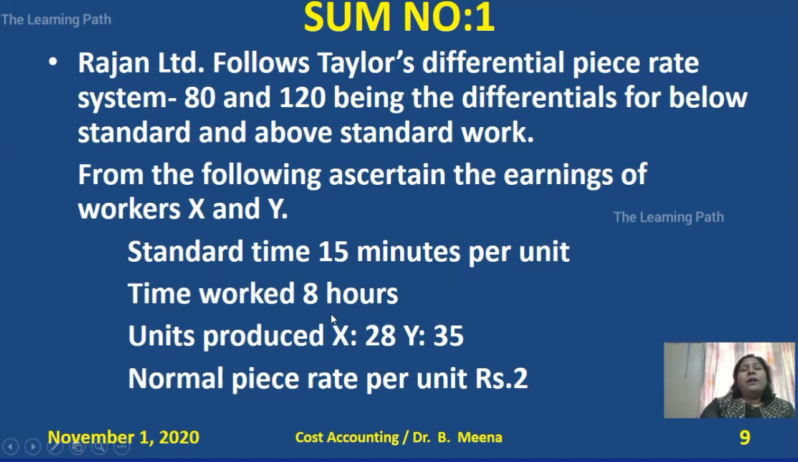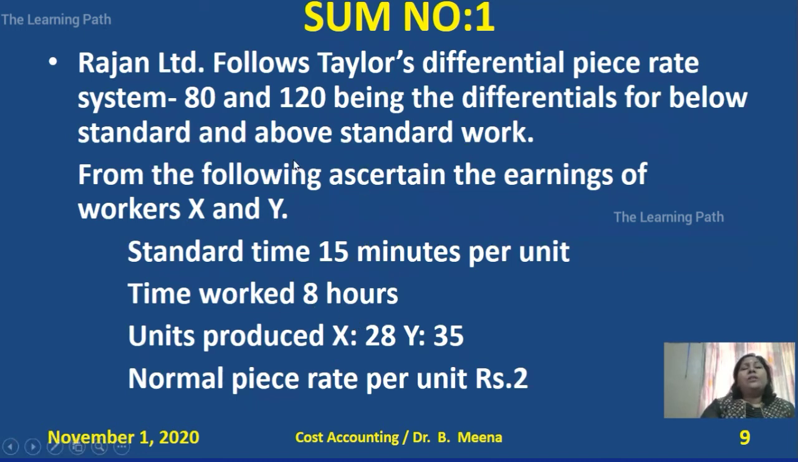And look at the time worked. Both X and Y worked for 8 hours. Their actual production is 28 and 35. And look at the standard fixed by the company. The company fixed the standard time of 15 minutes for producing one unit. So for producing one unit, we are allowed to take 15 minutes, which means what is the standard production for 8 hours? So this 15 minutes timing has to be converted for 8 hours. Then only there is a feasibility of comparing the standard with the actual.